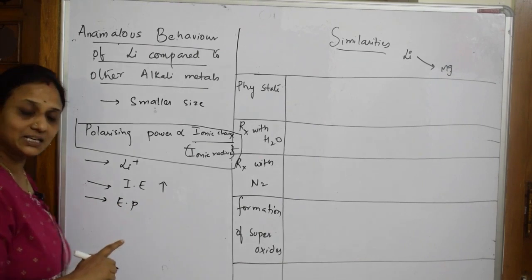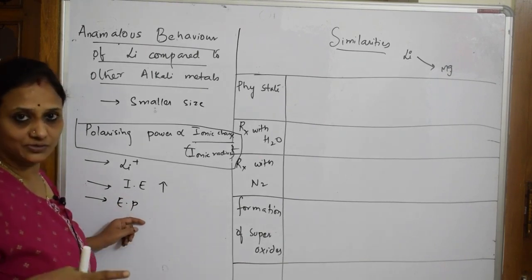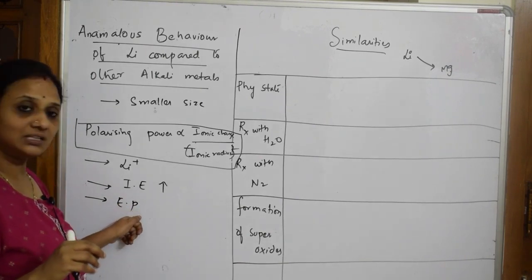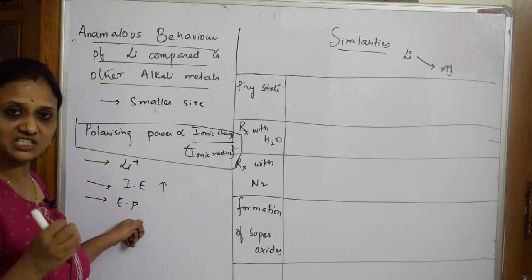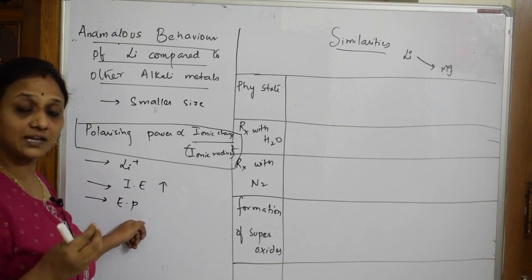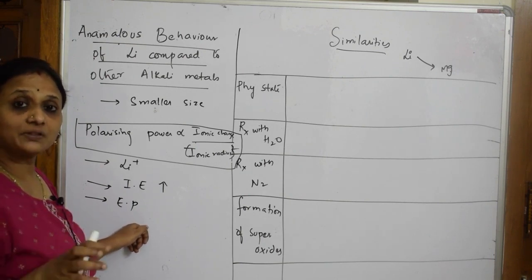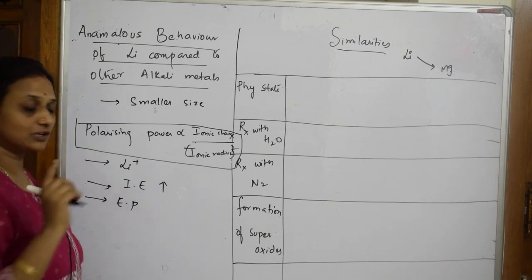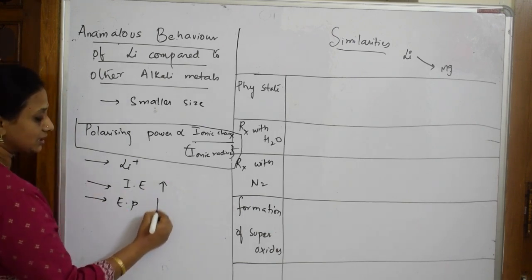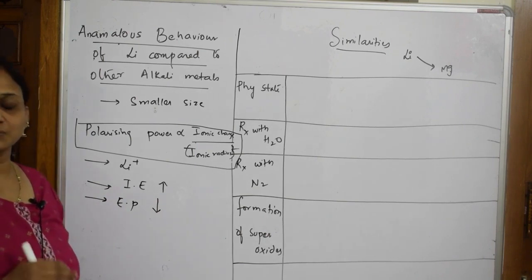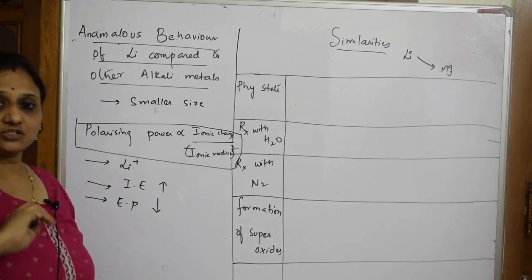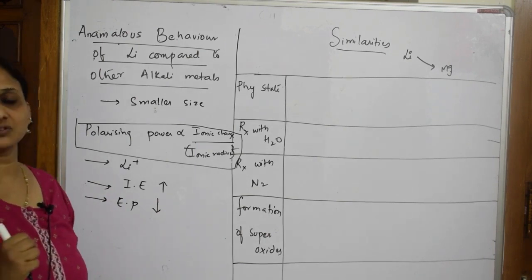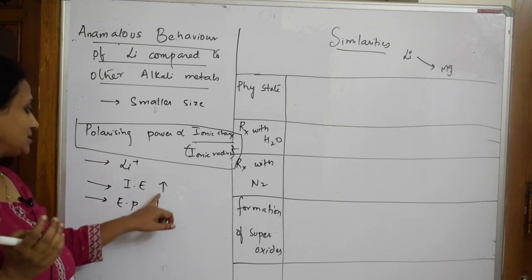Electropositivity is basically the ability to donate electrons. Correct? Now in the case of lithium, because the size is very small, ionization enthalpy is very high. What will happen to the electropositivity of lithium? Electropositivity, that is the ability to donate electrons, will be very less because the size is very small. I need to apply a lot of energy to remove the electron. So ionization enthalpy is high.